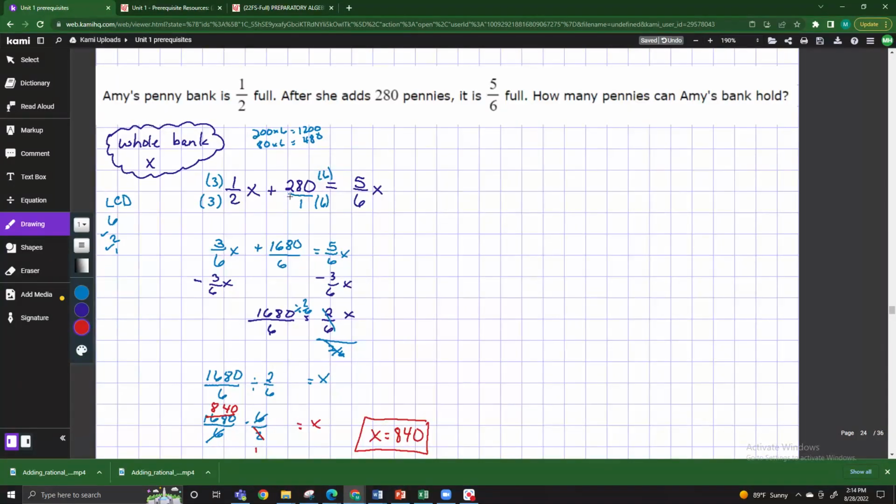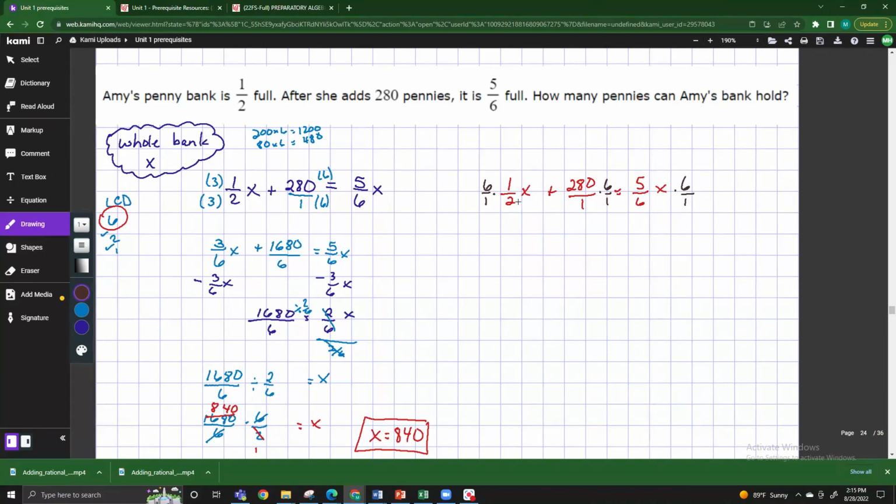All right, so I could have done this by finding the least common denominator, which was 6. So I'm going to take the same problem and look at it a slightly different way. If I have 1/2 x plus 280, I'm still going to put it over 1, equals 5/6 x. I wanted to show you if I multiply everything by that LCD. Remember, you can't ignore that number in the middle. So I multiply this by 6 over 1, this times 6 over 1, and this times 6 over 1.